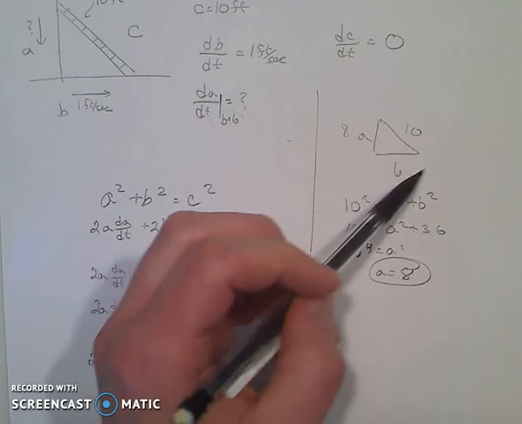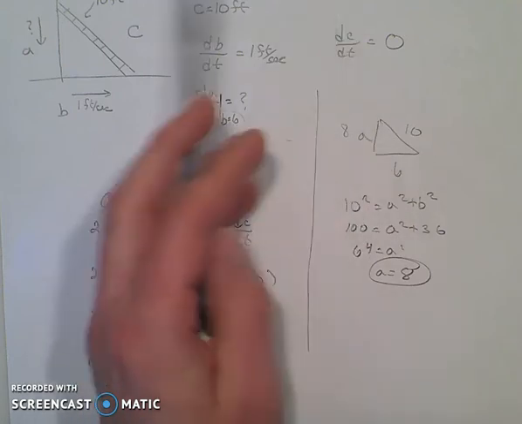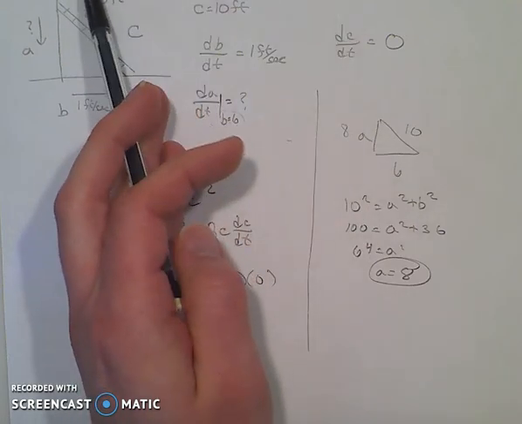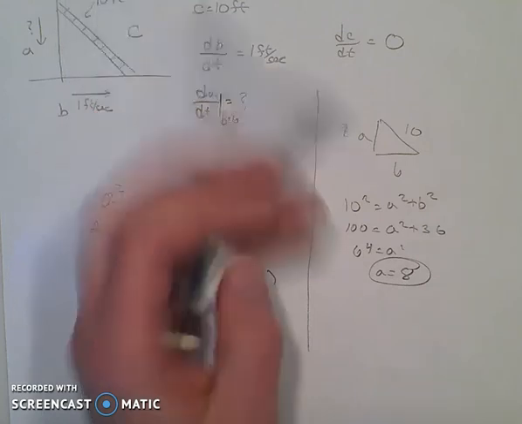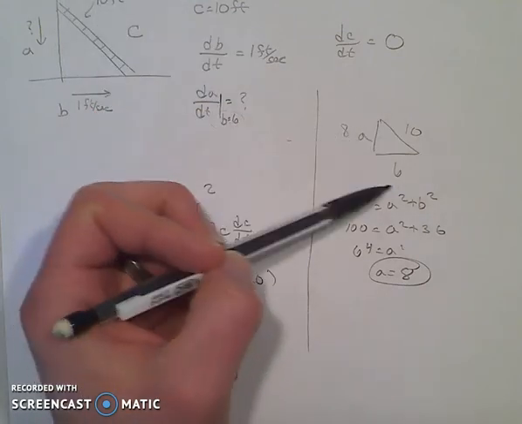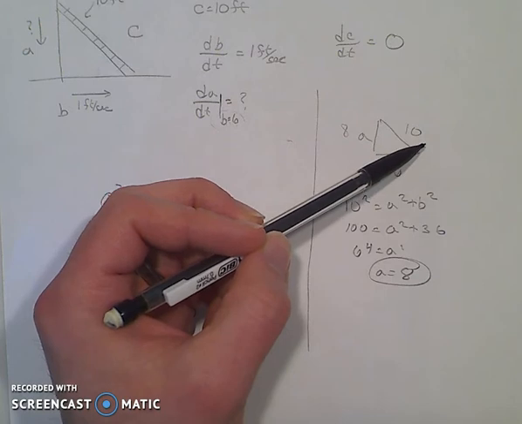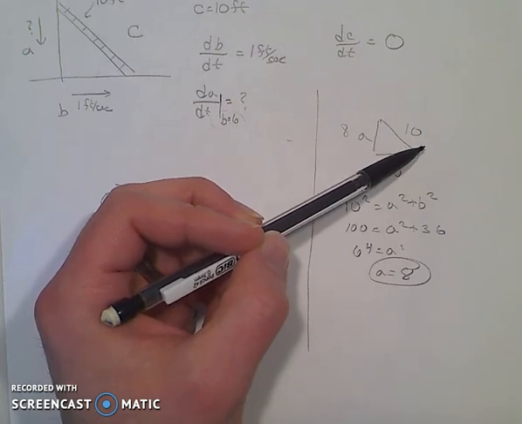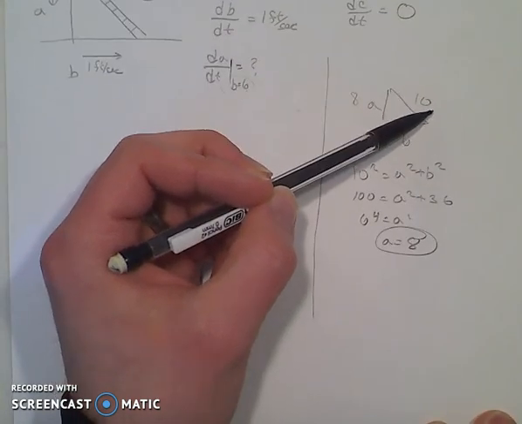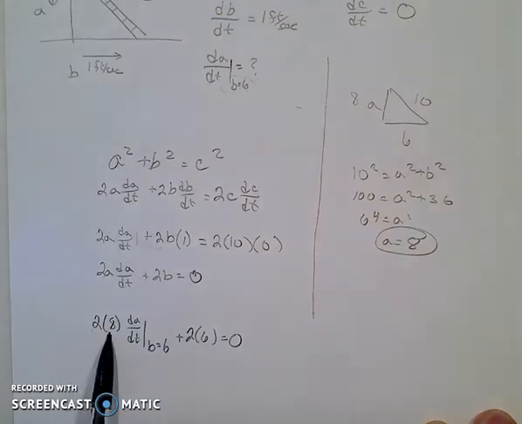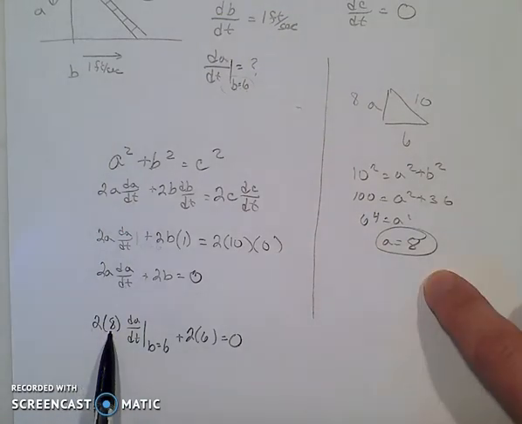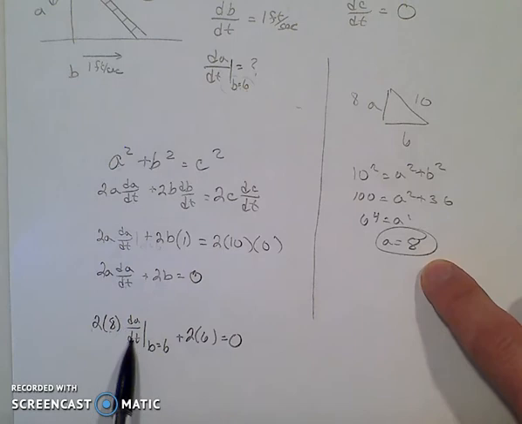This is what the triangle looks like at the very last part, when the bottom of the ladder is 6 feet from the wall. Since we know what it looks like at that point, and we have dB/dt, we can plug in. So this is what we're going to get: 2 times a, 8, which is a, dA/dt when b equals 6, plus 2 times 6 equals 0. All we did was plug in now that we had dB/dt.